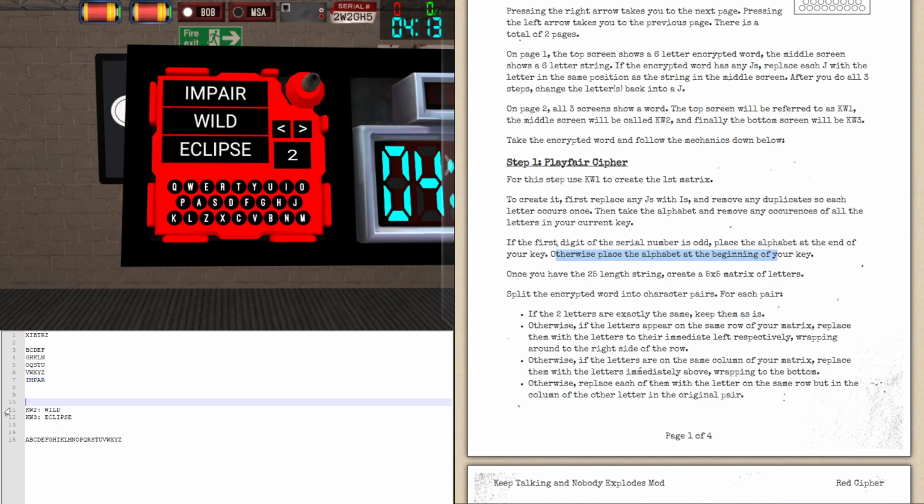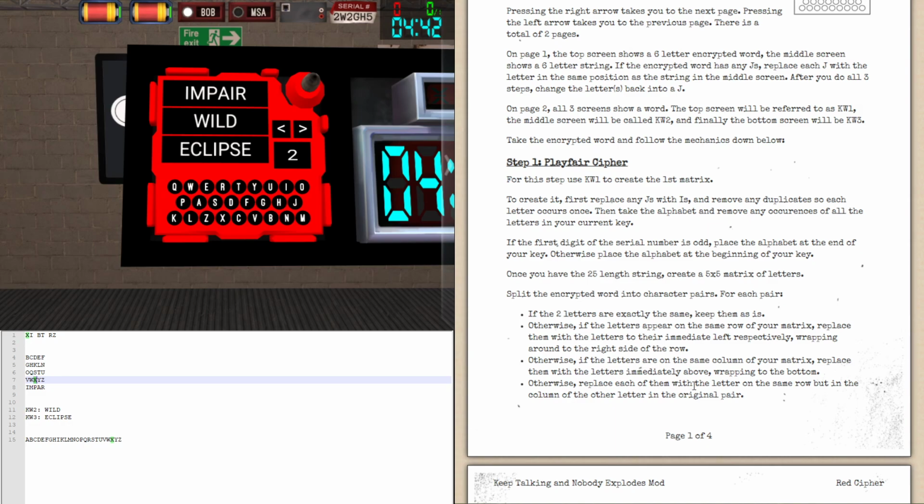Okay, now that we got that out of the way, the next thing is to split our encrypted word into pairs of letters, 3 pairs to be exact. For each pair of letters, we follow its instructions. We find the pair of letters inside our matrix, so our first letter is here and our second letter is here. If the 2 letters are exactly the same, no. If the letters appear in the same row, no. If the letters are in the same column, no.